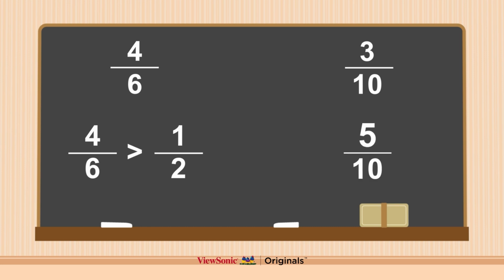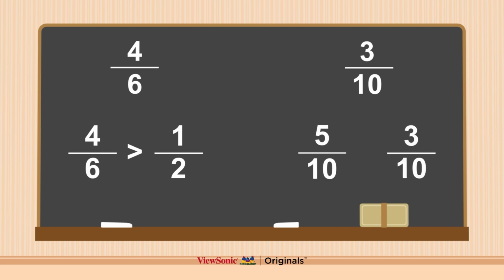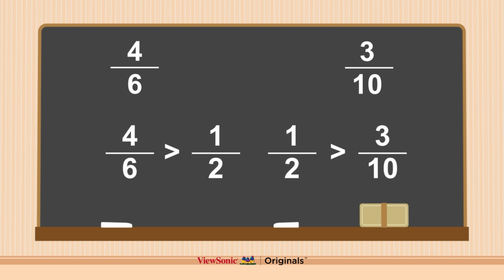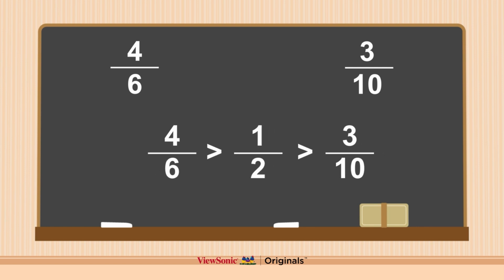Half of 10 is 5, and 5 is greater than 3. Thus, 1/2 is greater than 3/10. 4/6 is greater than 1/2, and 1/2 is greater than 3/10. So 4/6 is greater than 3/10. We call the fraction used as the reference point the benchmark. Other common benchmarks are 1/4, 1, etc.